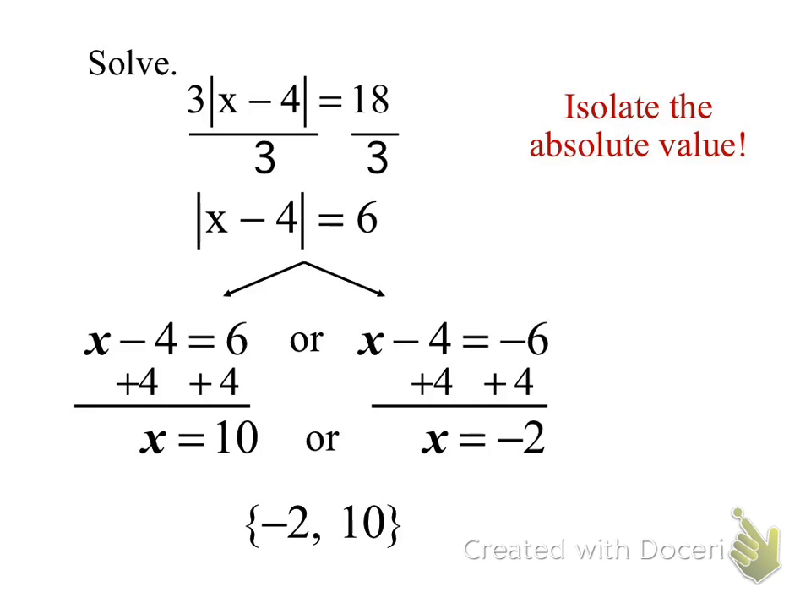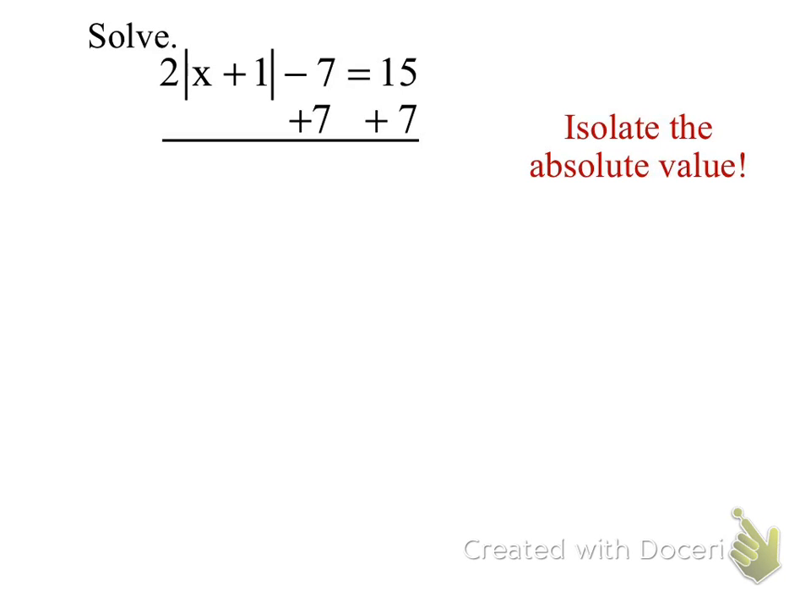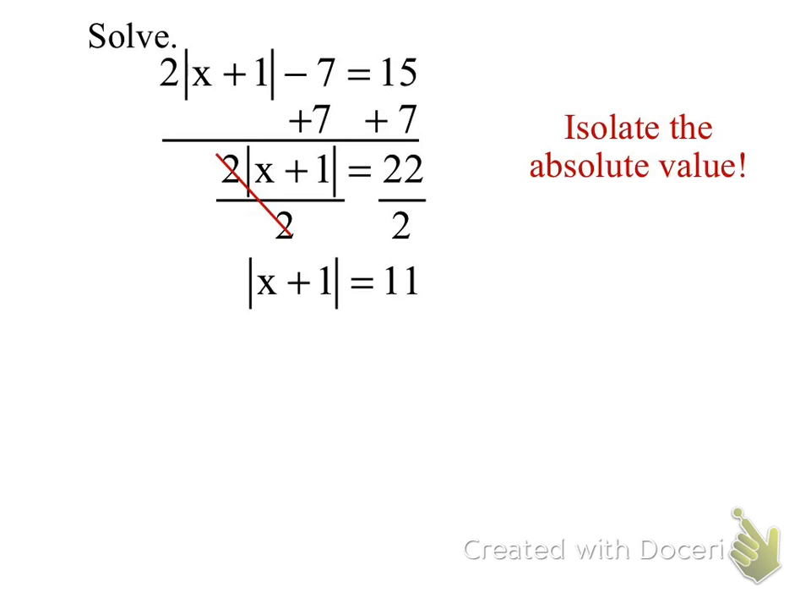Okay, questions. Last problem, putting it all together. Why don't you pause this one and try and do it on your own? All right, so what do I do first? Let's go with Maddie. First off, you are going to add this 7 to both sides. Adding 7 to both sides. And then you want to divide both sides by 2. Good. And then we are left with x plus 1 equals 11.